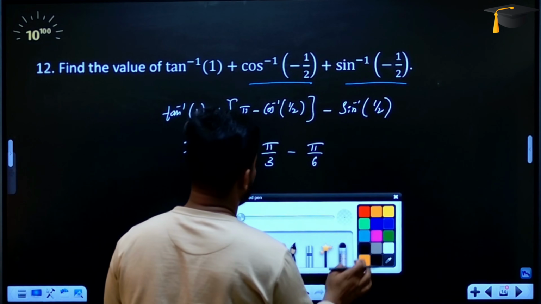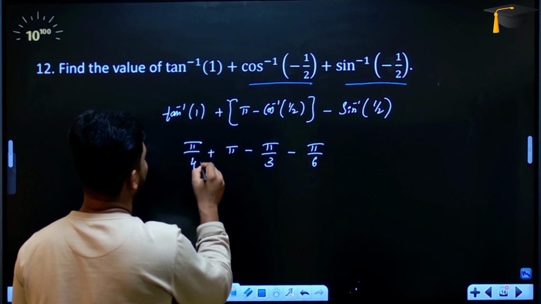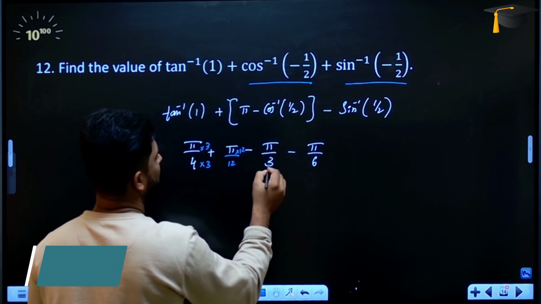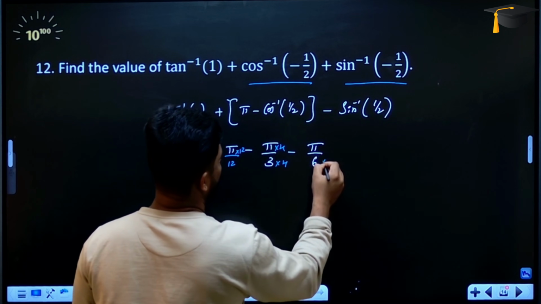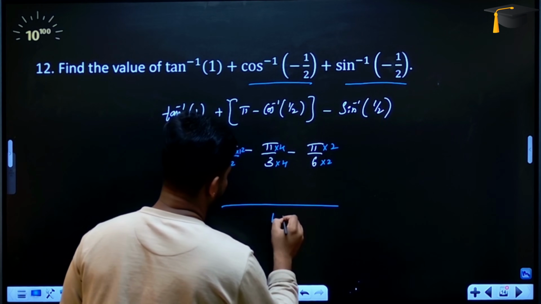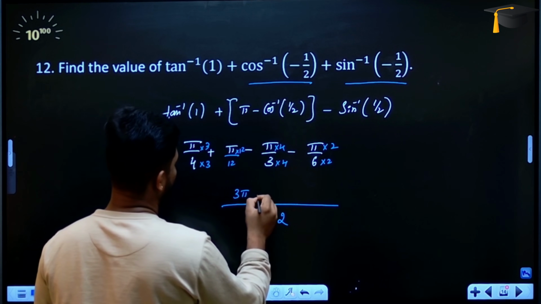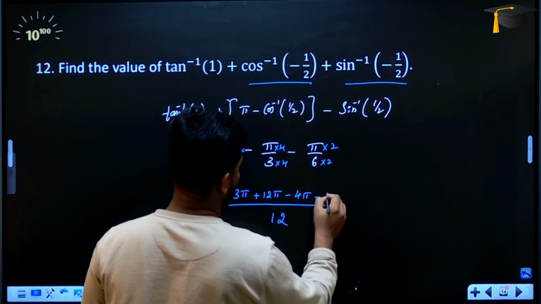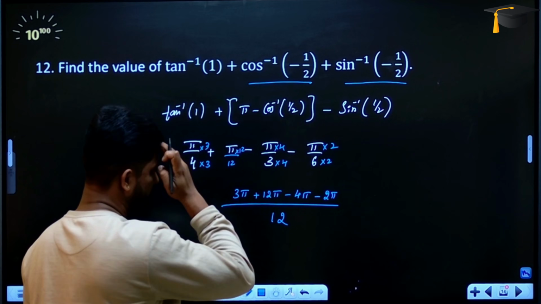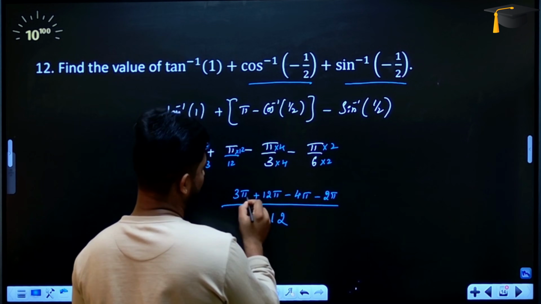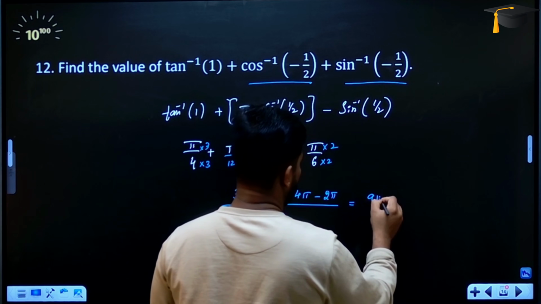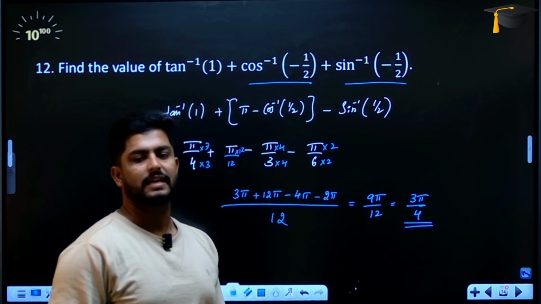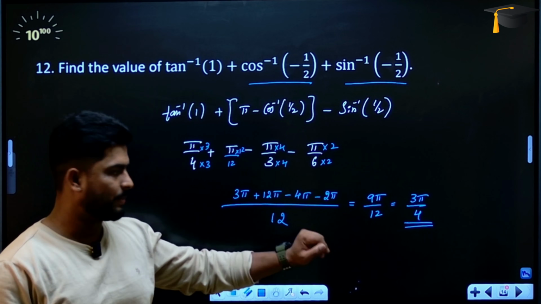Now you just make the denominators equal. So we have a common denominator 12 for all of them. So it is 3 and 3, and it is 4 and 4, and here it is 2 and 2. So common denominator is 12, and this is 3 pi plus 12 pi minus 4 pi minus 2 pi. So 6 pi. So we get 9 pi by 12. This is nothing but 3 pi by 4, right? So 3 pi by 4 is the right answer. Clear? So this much you have to do to get 2 marks.